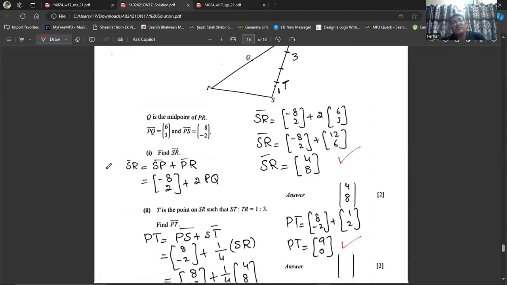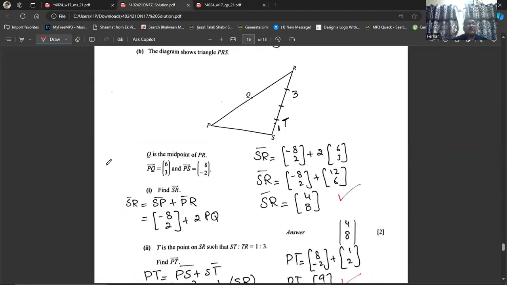This is my solution. And Q is the midpoint of PR, okay? So I want to find out SR. SR will be equal to SP plus PR. So SP is (-8, 2), plus 2 times PQ. And SR will be equal to (-8, 2) plus 2 times (6, 3). So it will be (-8, 2) plus (12, 6). When you add them, you will have (4, 8). SR is (4, 8).